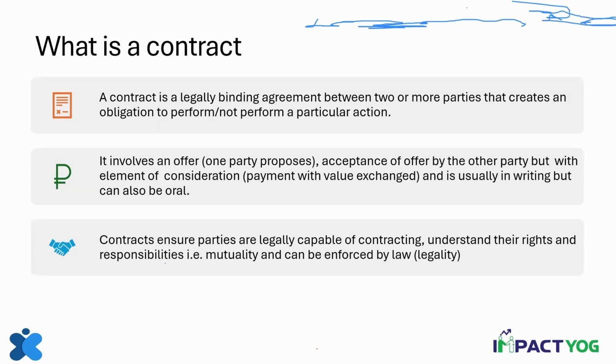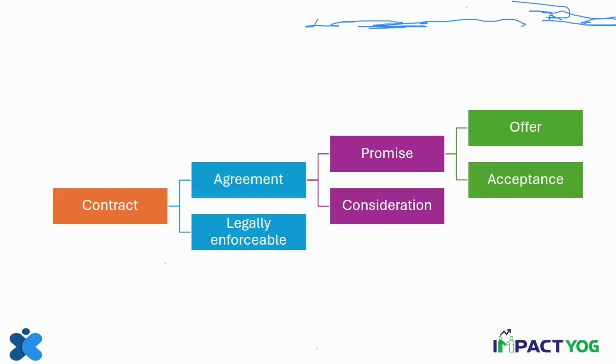Legality means that this is now legally enforceable. That is what legality is. The mutuality is: this is what our terms and conditions are, this is our promise. My offer is my promise, my acceptance and my payment is my promise to pay this. So that is what is called mutuality in a contract.